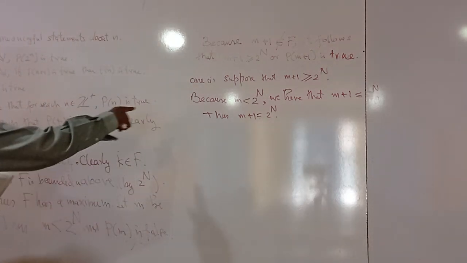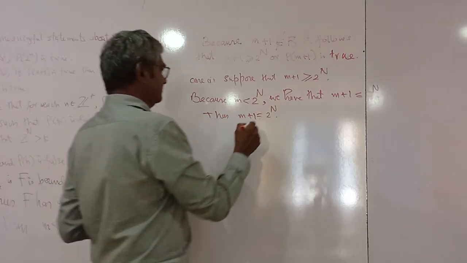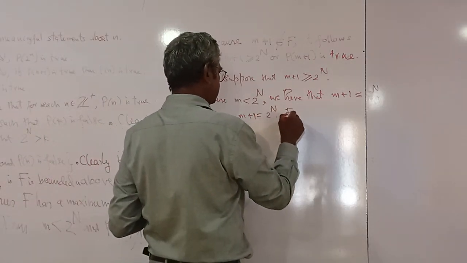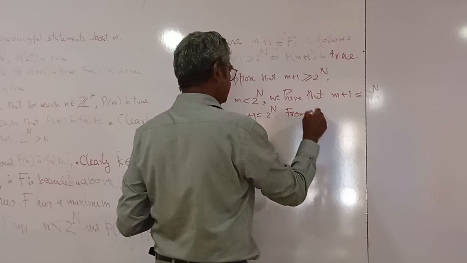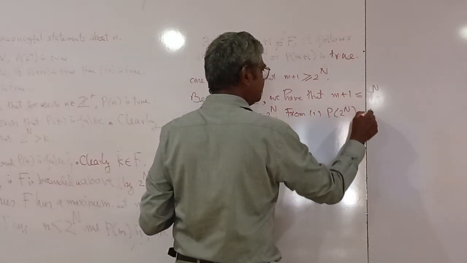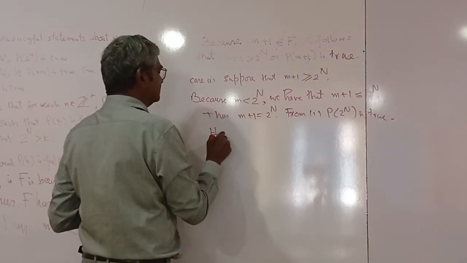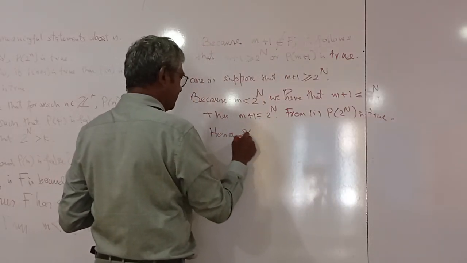However, this equation is true for 2 to the n, P of 2 to the n. From 1, P of 2 to the n is true. Hence, P of m plus 1 is true.